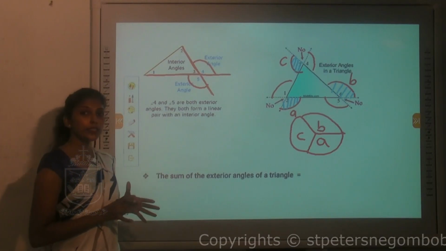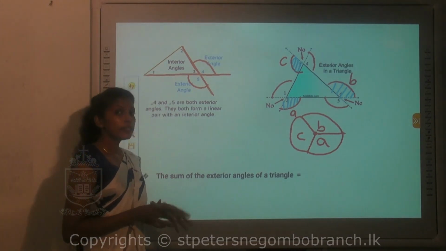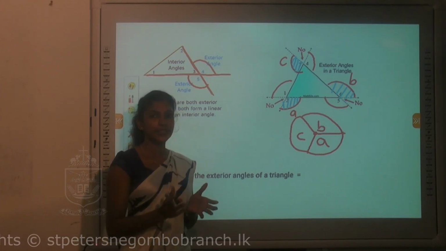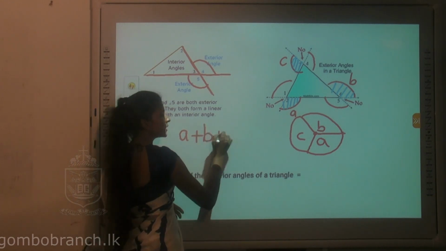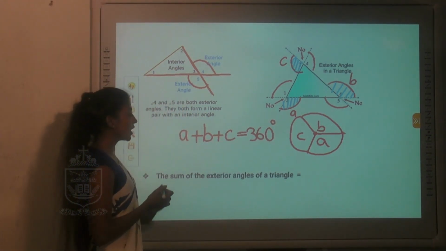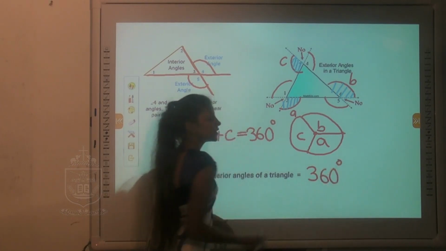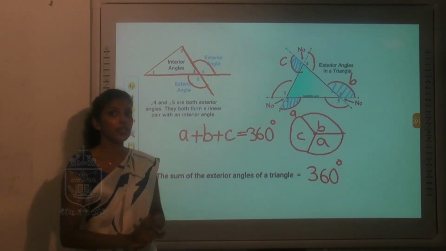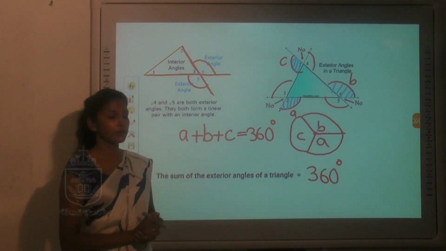So once you paste all three exterior angles, all the three exterior angles are formed around the point, right? Which means we know that the sum of the angles around a point is always 360 degrees. So what we can conclude from this, once you add all three exterior angles, it is equal to 360 degrees. So the sum of the exterior angles of a triangle is 360 degrees. So that is about the exterior angle formation in a triangle. So let's see how we can calculate some examples based on this theory we learned now.